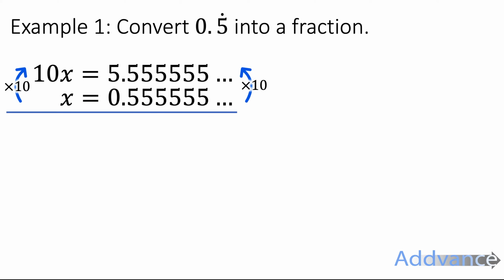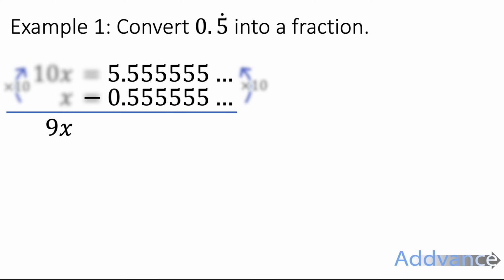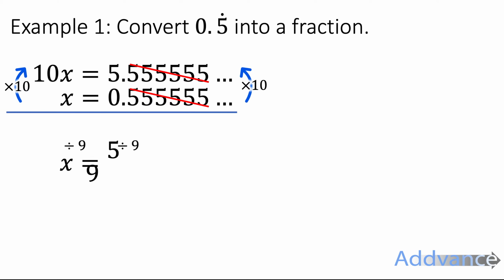Now what we can do is we can subtract. 10x minus x is 9x. And then over here, we've got 5.5 recurring minus 0.55 recurring. And you should notice that all the 5's cancel out. And we're left with a very simple 5 minus 0 is 5. So 9x equals 5. We divide by 9. And we get x is equal to 5/9.